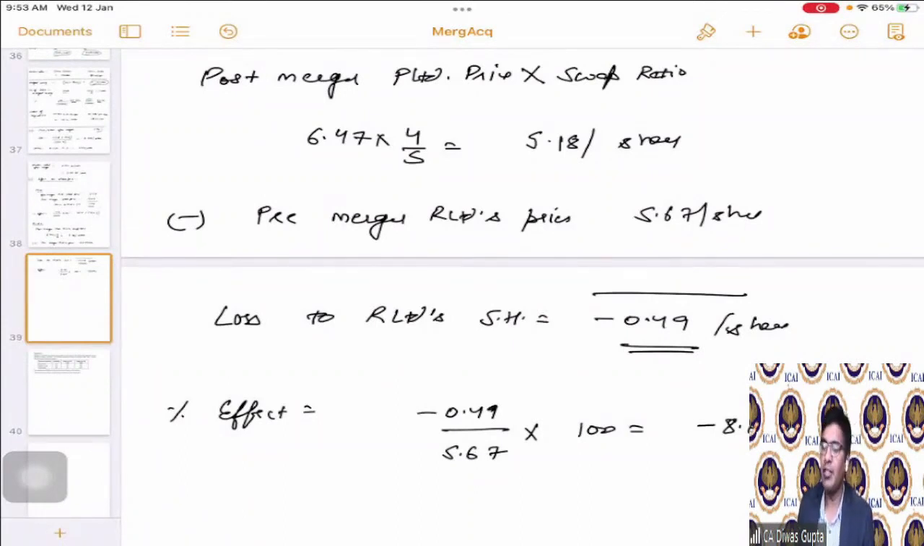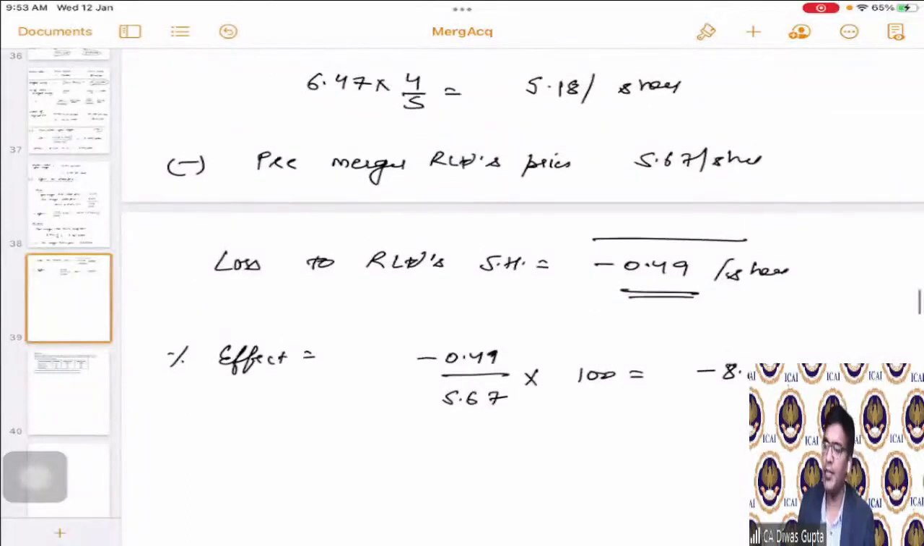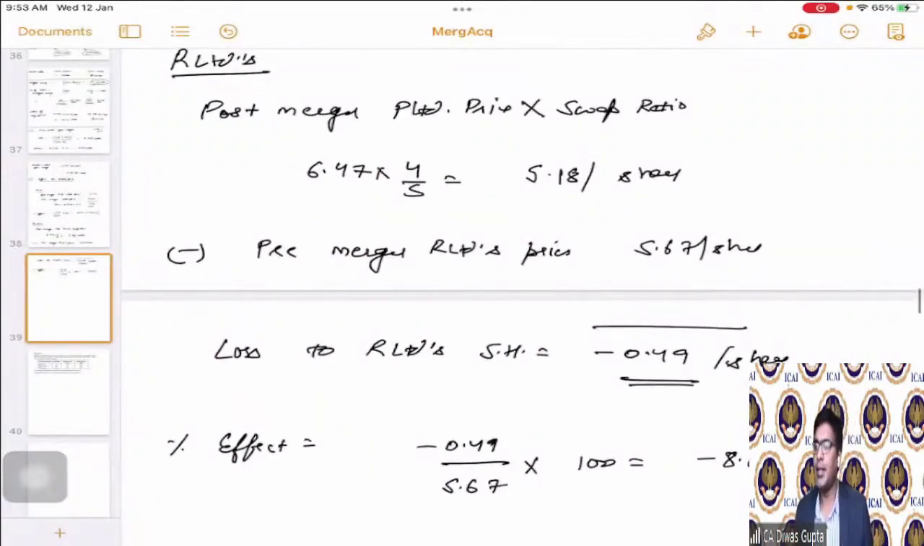Now, students, the next question we will take up in the next class because I don't think we will be able to cover it properly within the time left. Okay. So you can note these things down.